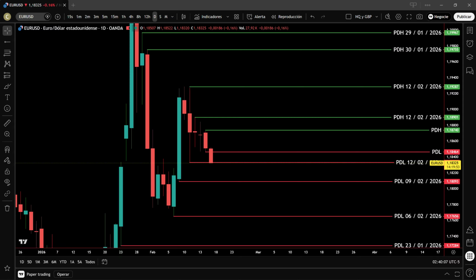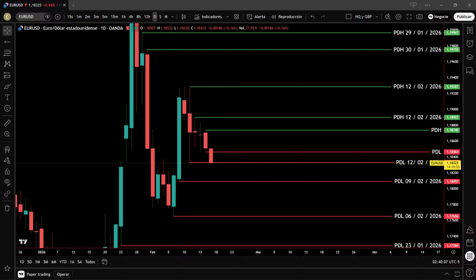This time window is crucial, as it is when institutions typically position their initial intentions before the injection of European volatility. If we look closely, the price has been interacting with very precise historical liquidity levels. We have several PDH, previous day high, and PDL, previous day low, points marked, which act as magnets for the price. At the top, the levels from January 29th and 30th stand out near the 1.1980 and 1.1990 zones, areas the price previously rejected after a considerable bullish expansion. More recently, we see resistance levels at 1.1928 and 1.1890, which coincide with the February 12th high.